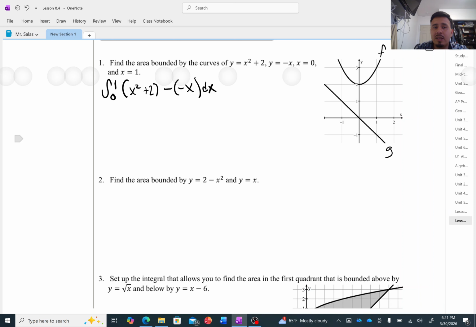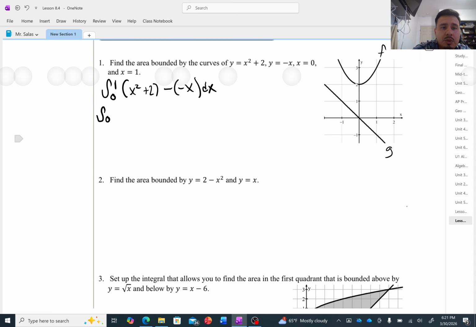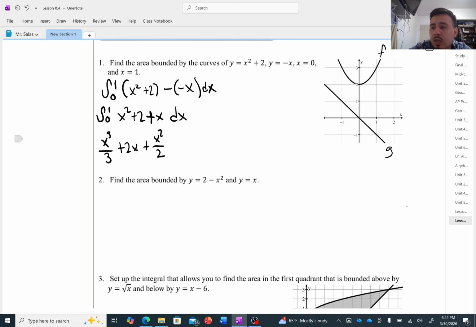Now, let's go ahead. We can simplify these, put them together. So this is going to be bounded between 0 and 1. I go ahead and combine these two. I get x squared plus 2 plus x dx. Okay? So now I take the antiderivative. That's going to be x cubed over 3 plus 2x plus x squared over 2.